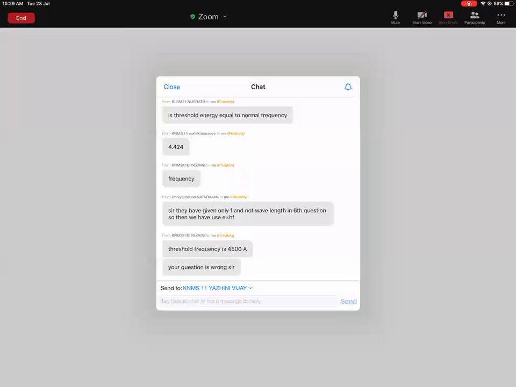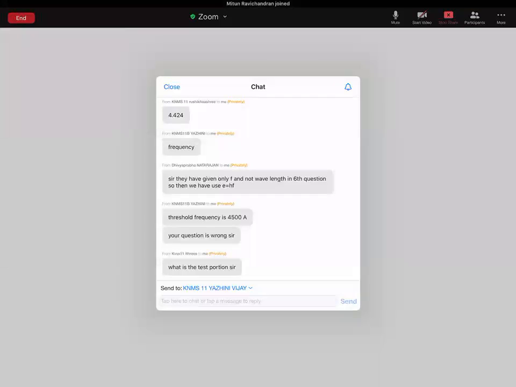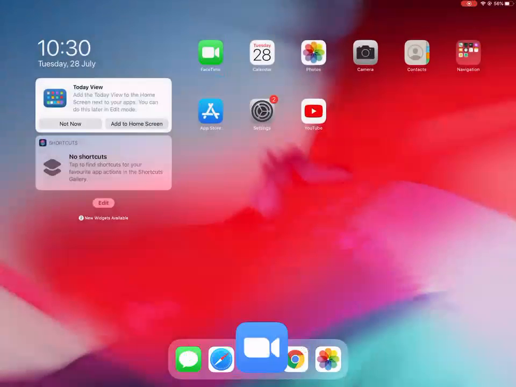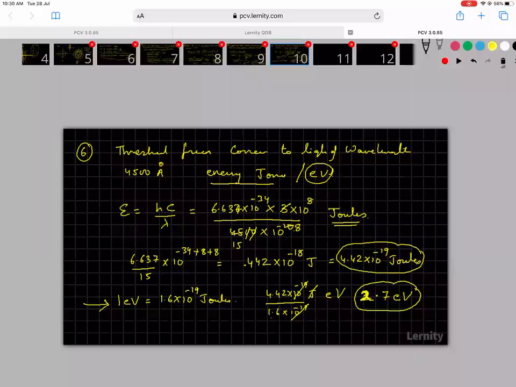Yes, I agree. It should be threshold wavelength. Instead of frequency, I should have put wavelength, or I should have put corresponding to. Okay, this is 2.7 electron volt.